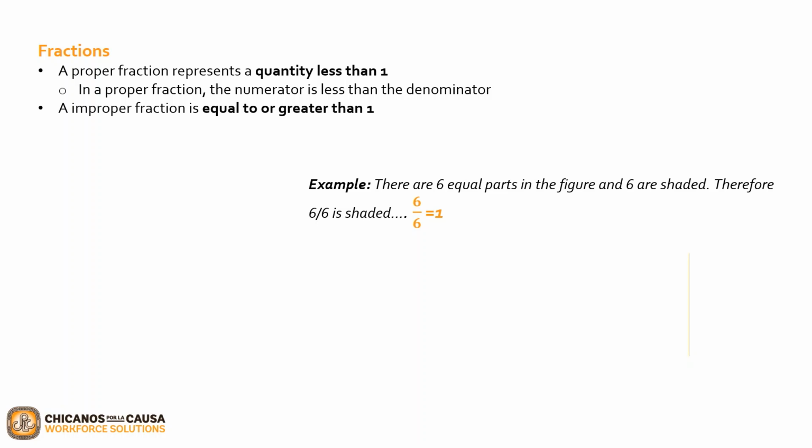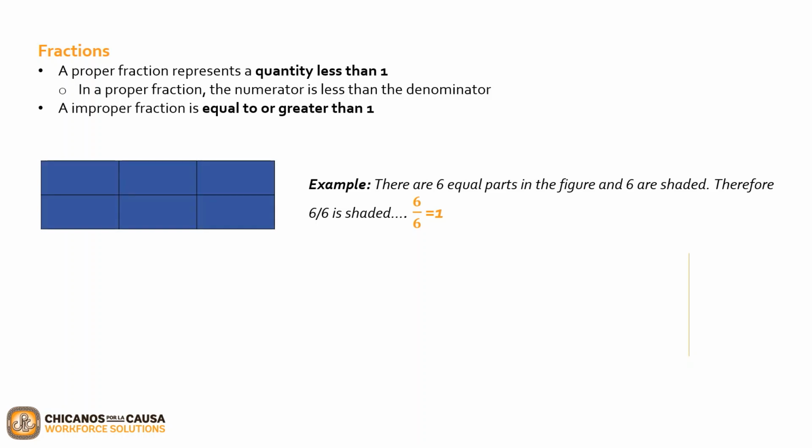Let's look at some examples of this. There are 6 equal parts in the figure, and 6 are shaded. Therefore, 6/6 is shaded, giving us a total of 1. So we can see that the rectangle does in fact have 6 parts, and they're all shaded. Now remember that if you have a numerator and a denominator that are the same whole number, they are always going to equal 1. So whether it be 2 over 2, 3 over 3, 8 over 8, those are still equal to 1 because the entire thing is completed.